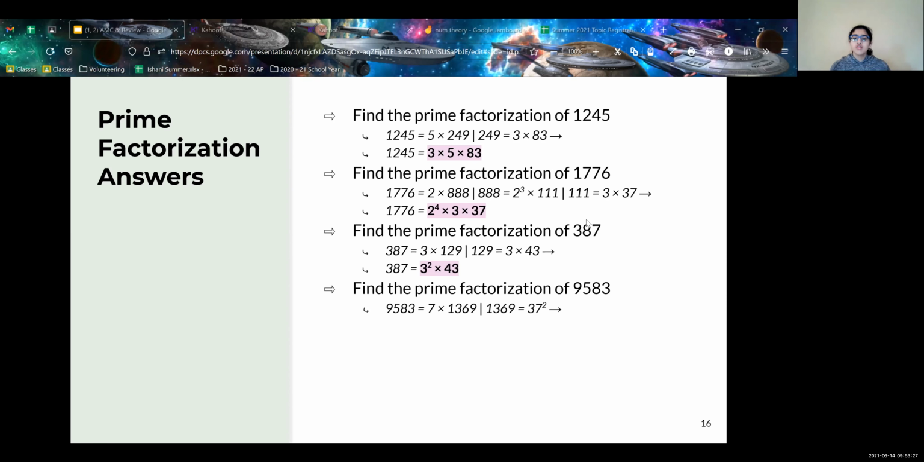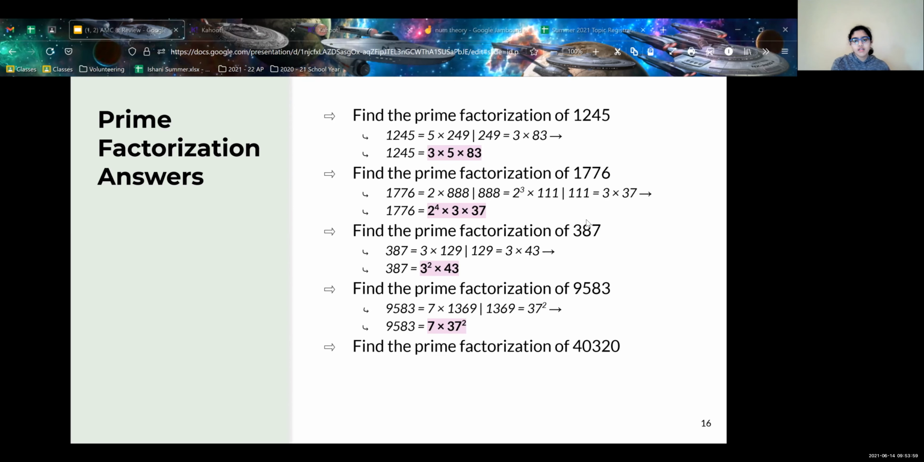Although you probably should not memorize your squares up to like 40 or something, it could be useful. You might not want to memorize your squares up to 37 squared or something, and that's perfectly fine. However, being able to figure out that it's a square is very useful. So we get 7 times 37 squared for the prime factorization of that.